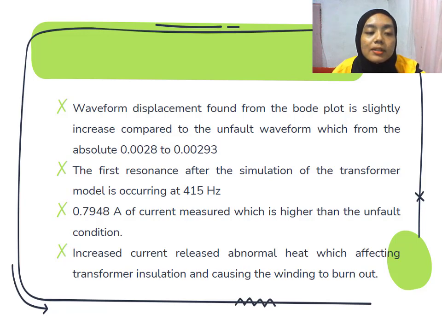A current of 0.7948 ampere is measured, which is higher than the unfault condition. The increased current releases abnormal heat, which affects the transformer insulation and causes the winding to burn out.